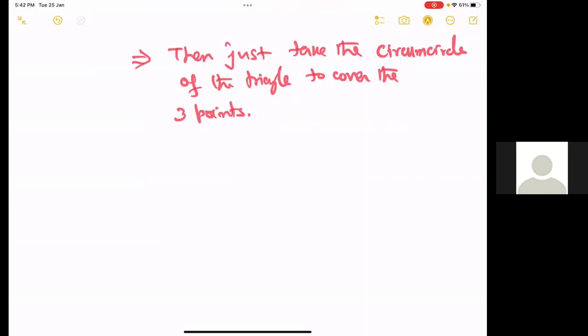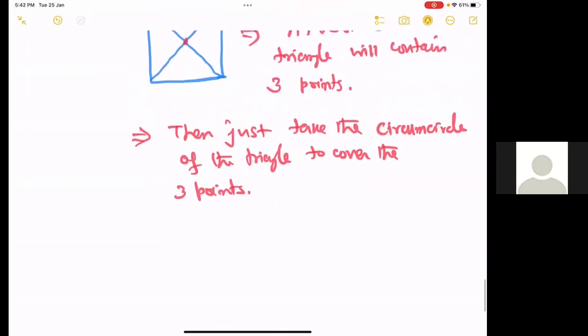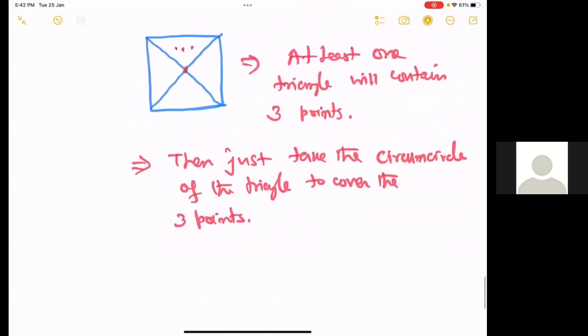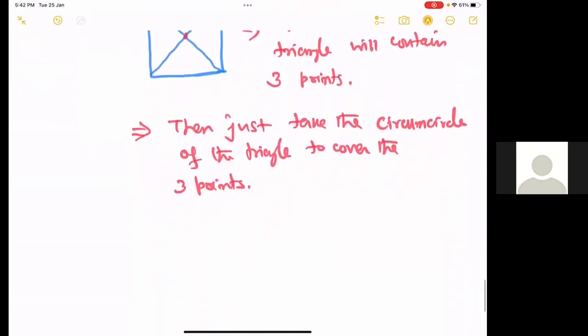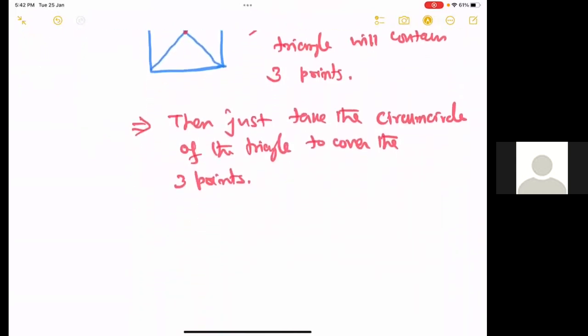Sir, I have a doubt in the last question. Yes. So when you draw the circumcircle, it will go outside the box, right? Yes. But it is just saying that you have to just cover it by a disk of radius 0.5. Okay, but it can go outside. Yes. But I thought it should be inside. No, no.